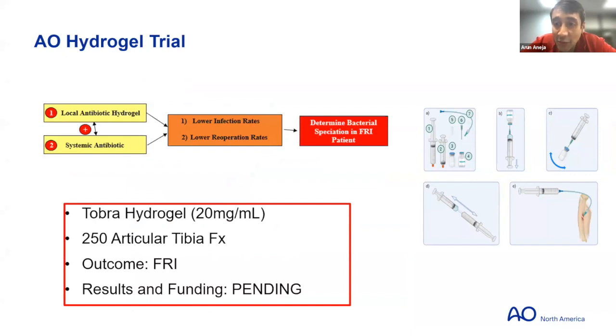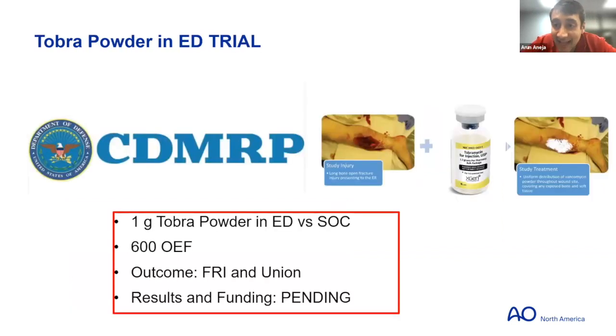It doesn't have that chalky white exudate, the calcium sulfate beads that Dr. Serkin was talking about. And so the whole idea is to give sustained delivery of antibiotics. And this is going to be studying about 250 articular tibia fractures, and the outcomes as well as results and funding are pending. And then finally, the last thing. So now we kind of know what VANC does. So we thought about the whole idea is to get these local antibiotics earlier to the patient as soon as they present with the open fractures.